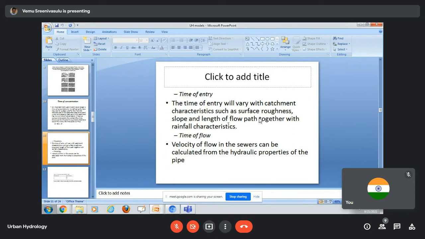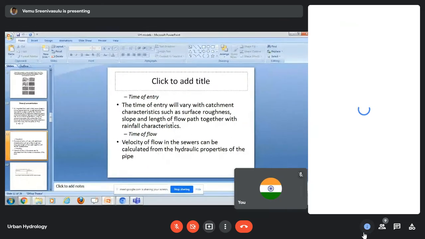And the time of flow. Velocity of flow in the sewer can be calculated from the hydraulic properties of the pipe, so the time of flow depends upon those properties. If the roughness is more, the time of flow is more. If there are more joints, the time of flow will be less. If there are no joints, the time of flow will be more.